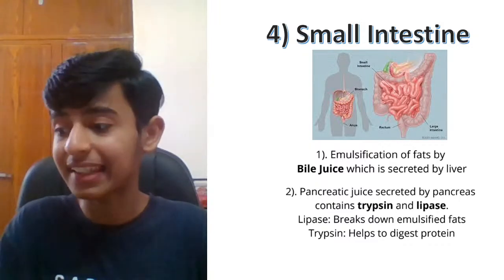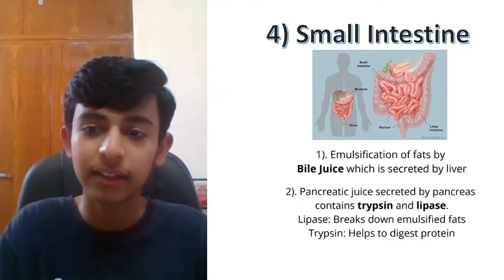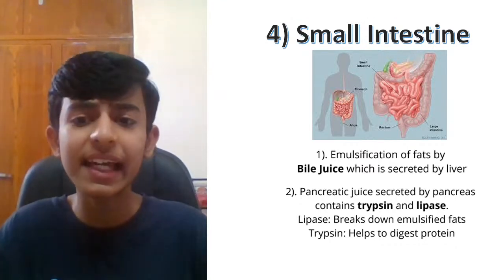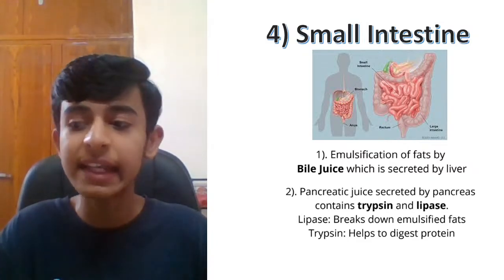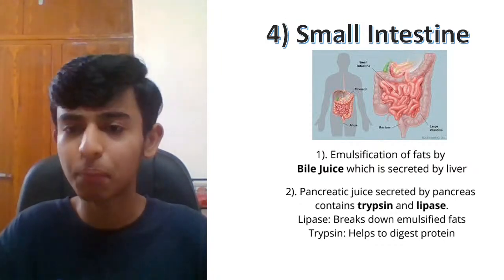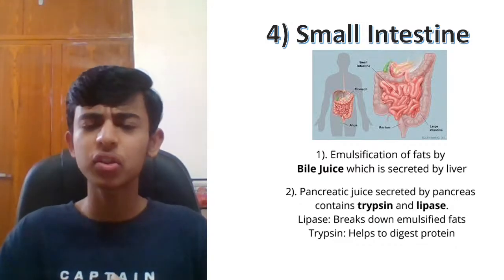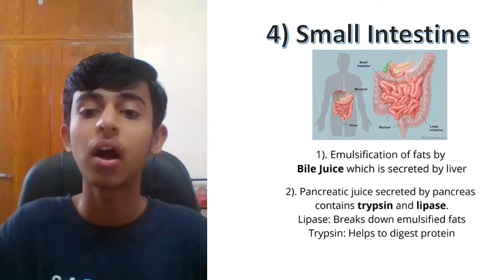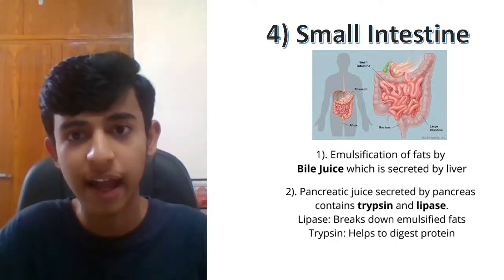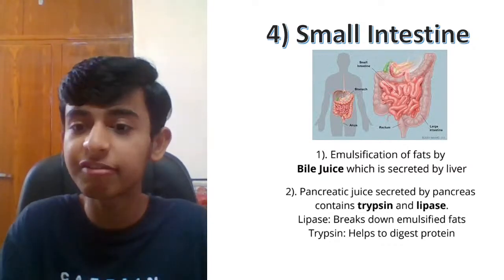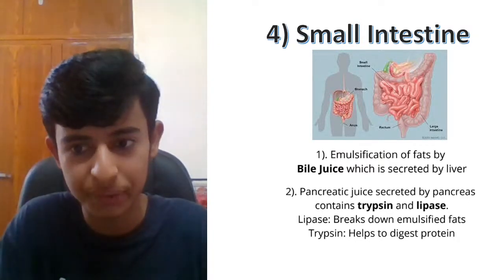Now coming to the pancreas. What is the role of pancreas? It also releases juices, and the juices released by pancreas contain two of the most important enzymes, which are trypsin and lipase. Now what is the role? Lipase, which you can remember by the word lipids, breaks down the emulsified fats. So it helps in the complete fat digestion. And trypsin helps us in the complete protein digestion.